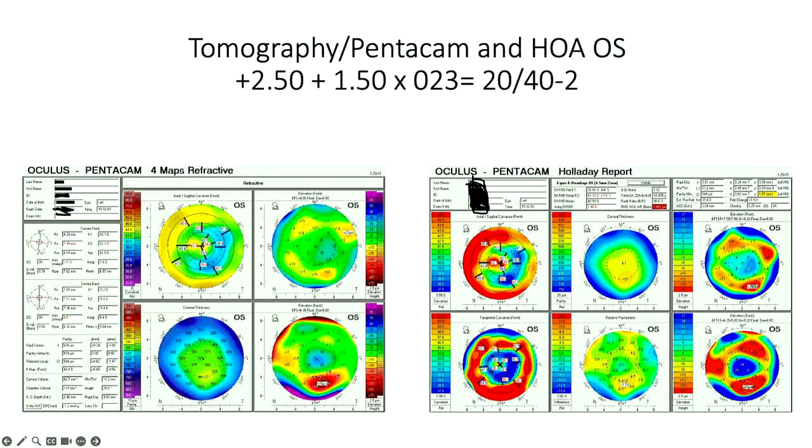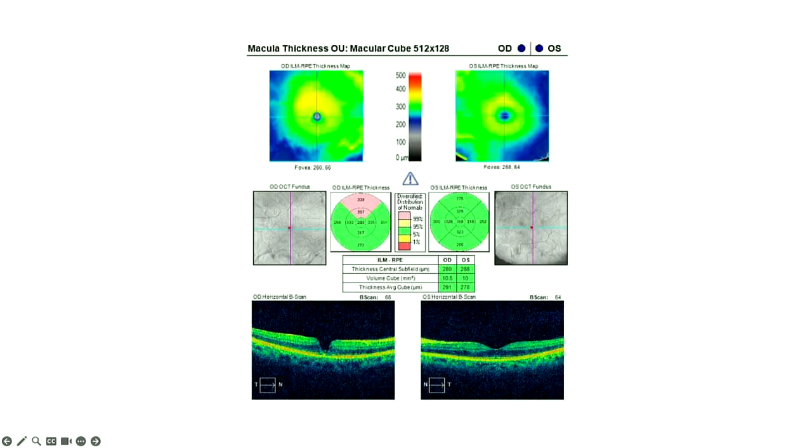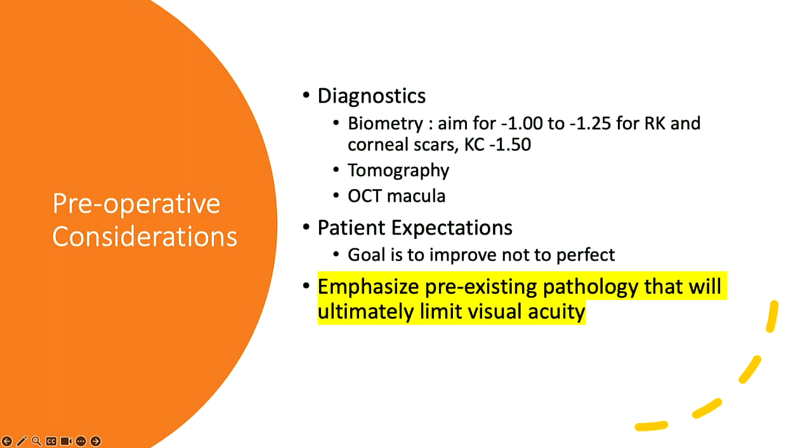Every single patient I do cataract surgery on, whether they're a premium IOL or irregular cornea or whatever it is, I do get an OCT of the retina. And even though I'm not a retinal specialist, I could tell you that the macular OCT of the right eye is abnormal, and there is a lamellar hole there. That's about the extent of my retina knowledge.